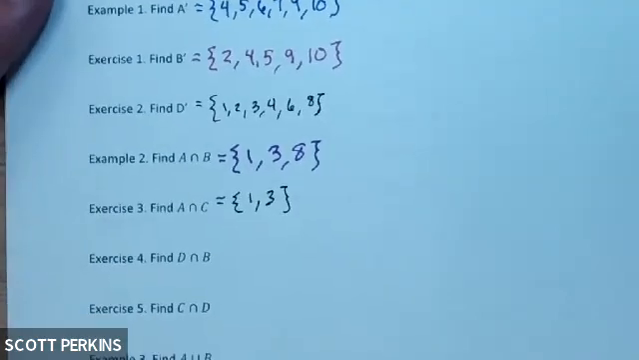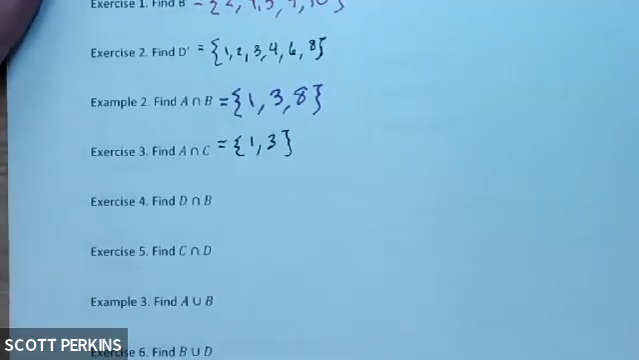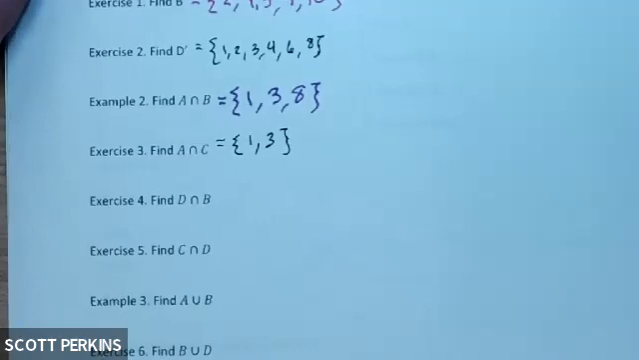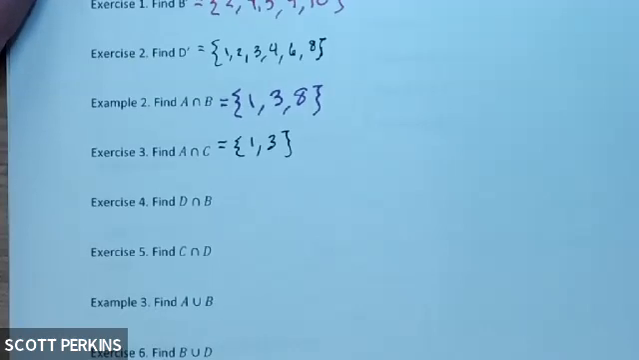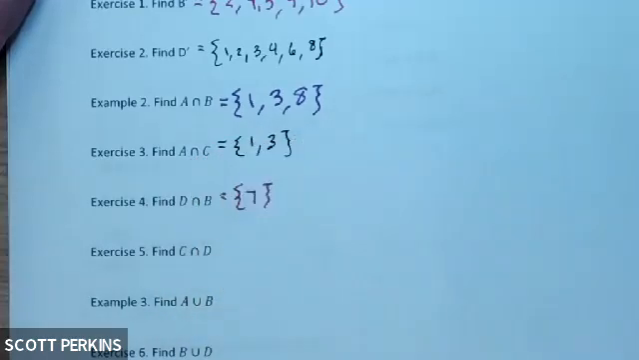D intersect B. D is 5, 7, 9, 10. B is 1, 3, 6, 7, 8. What do those two things have in common? Okay, just the value 7. Excellent. I like all the voices. Does anyone have a question before I have you do one more?